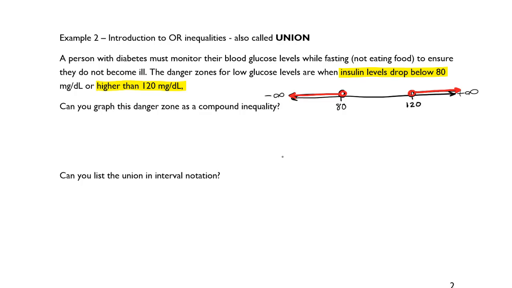So graph this danger zone as a compound inequality. Well, we have to first list the interval where this is true. This danger zone is true from negative infinity to 80, and that's an open dot, so a parenthesis. There's a break right here, so that means there's a union between the two pieces of interval. Then open paren 120 to infinity, close paren. So this would be the interval notation you would use.